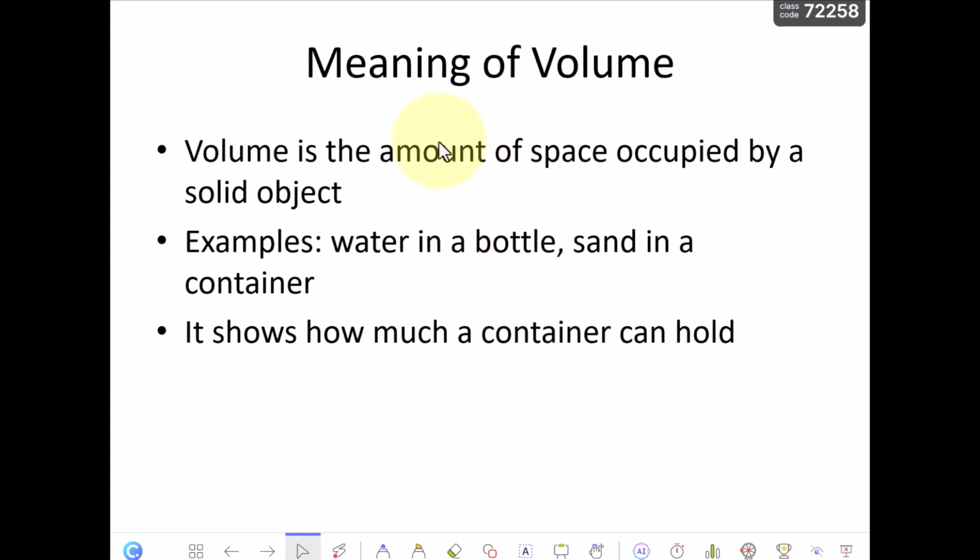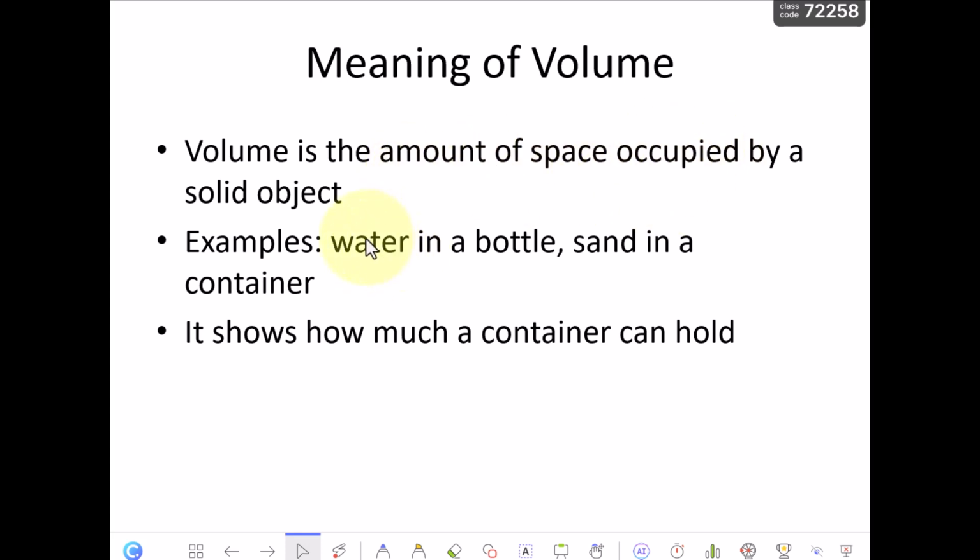Now let's go straight to the first part. Now we are looking at the meaning of volume. Just as we already know, volume has three dimensions, which is the base, the height, and the length. By the time you know the area covered by the base, just multiply it by the height to give you the volume. So that's why we say volume is the amount of space occupied by a solid object.